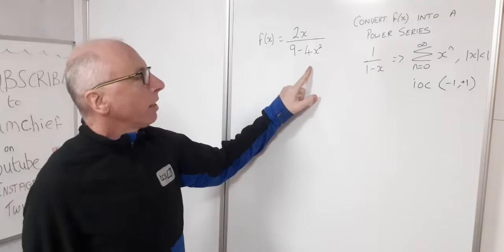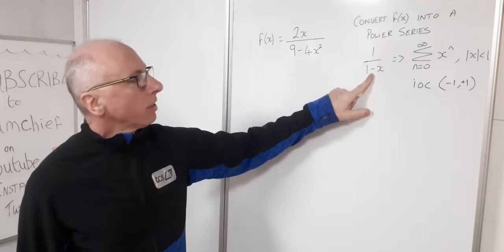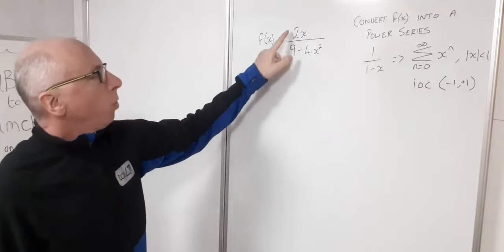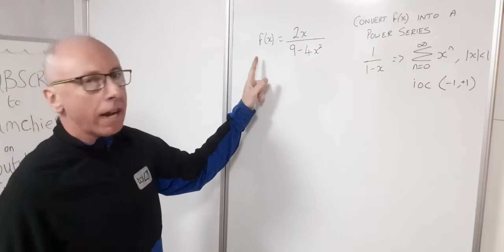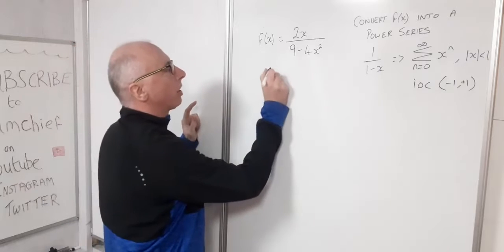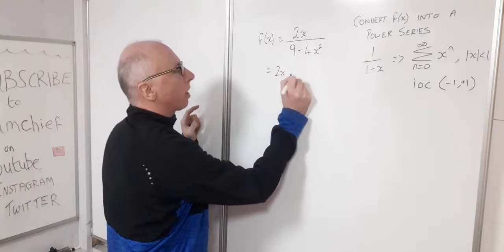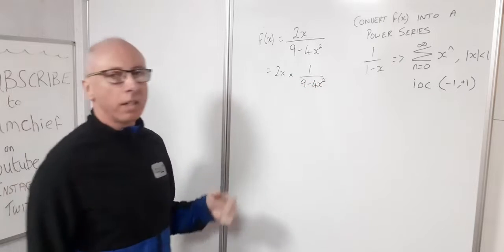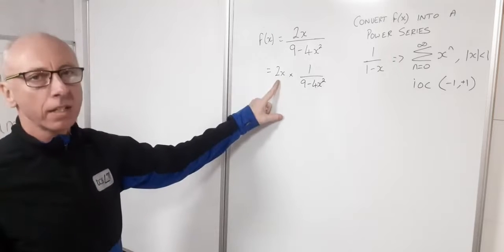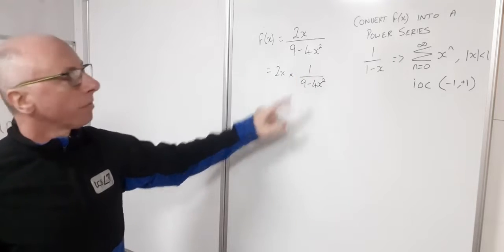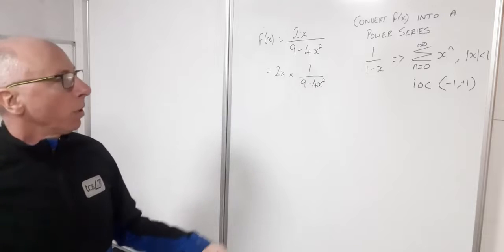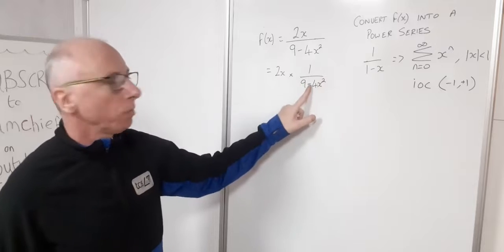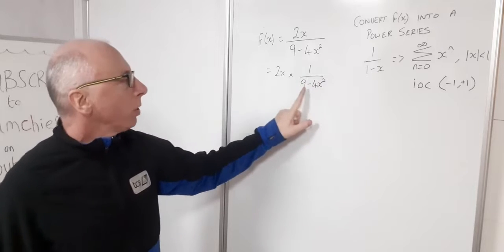So let's go about setting this into this kind of format. That's the first thing we've got to try, and get this into a power series. So to get the 1 on the top, I'm just going to take the 2x out and multiply it by 1 over, so we'll just go 2x times 1 over 9 minus 4x squared. That's the first logical step, to take this numerator out and leave it like this. Next, I've got a 1 in my numerator which is matching, I've got the minus sign which is good, but I've got a 1 here but a 9 here.